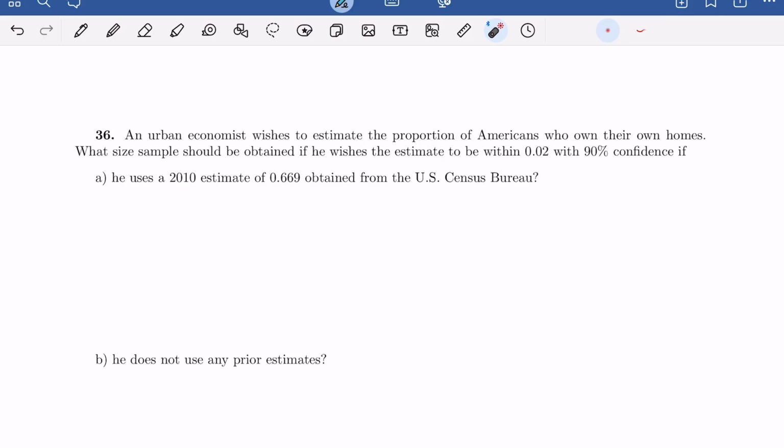Now for this next problem, we're trying to determine the sample size required to obtain a certain confidence interval. So for question 36 here, an urban economist wishes to establish the proportion of Americans who own their own homes. What size sample should be obtained if he wishes the estimate to be within 0.02 with a 90% confidence, if he uses the 2010 estimate of 0.669 obtained from the Census Bureau? Okay, so let's break this down here.